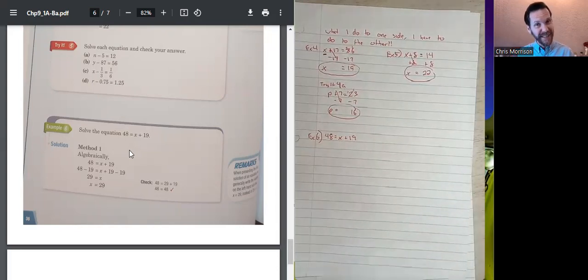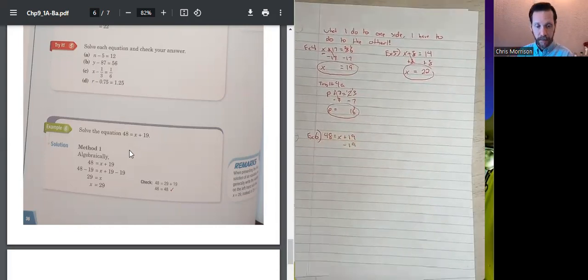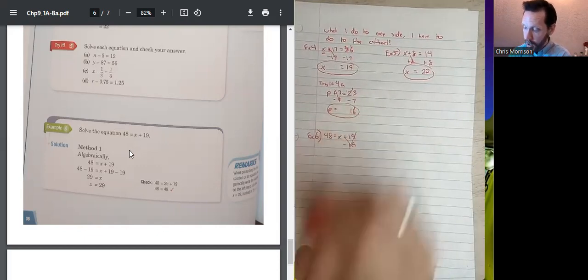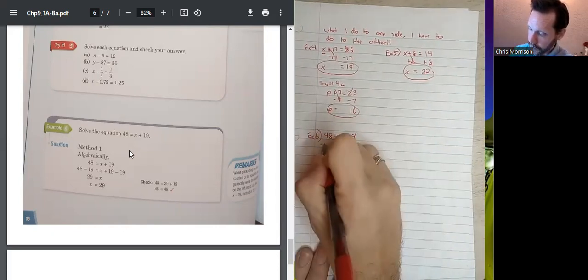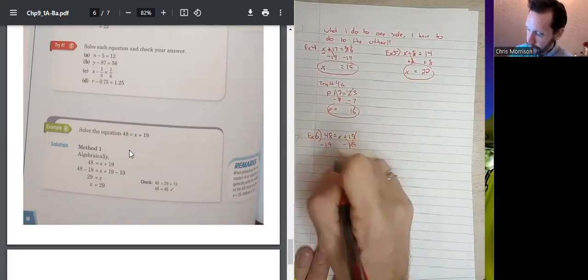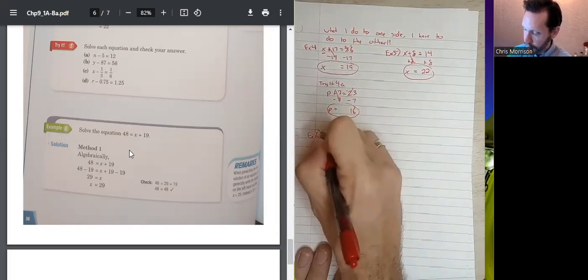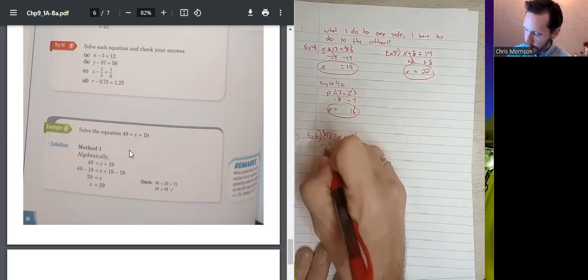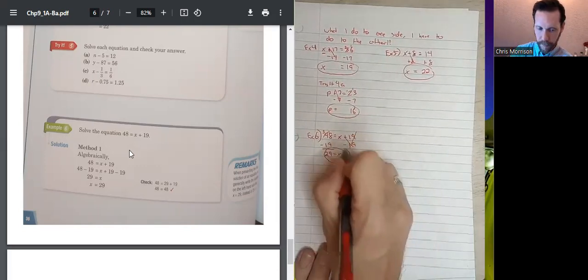How do I get rid of plus 19? What's the opposite? I'm going to subtract 19. That shouldn't surprise you at this point. And then that's going to cancel out. So what I do to one side, I have to do to the other, right? So minus 19. I'm going to bring down my x, and then that becomes a 3, that becomes an 18, and that becomes a 9. 3 minus 1 is 2. And x should equal 29.